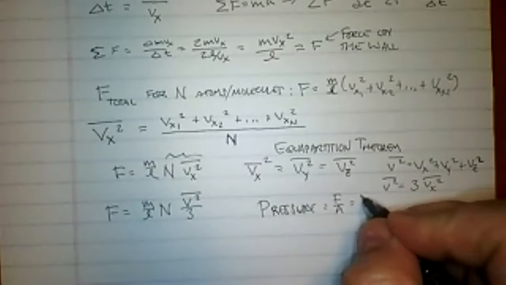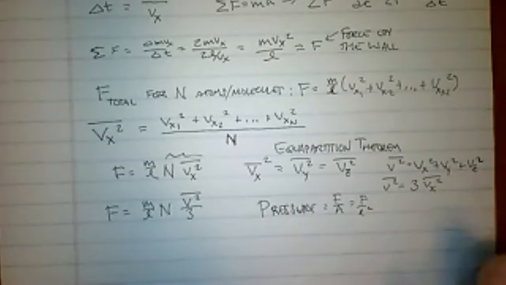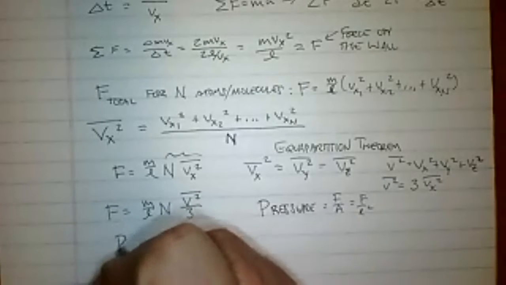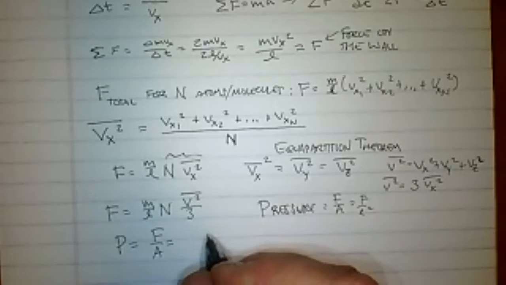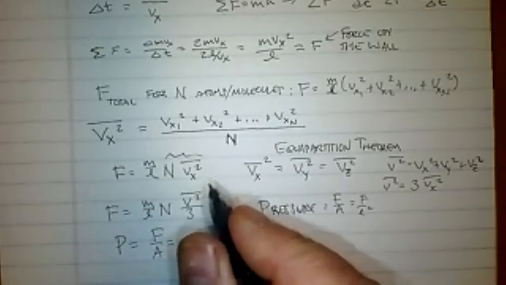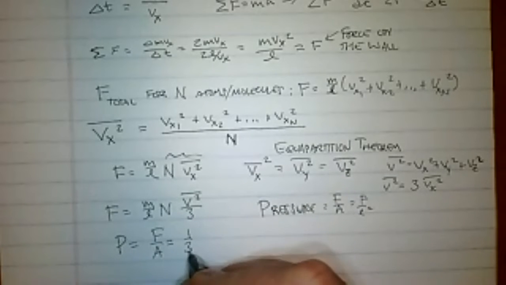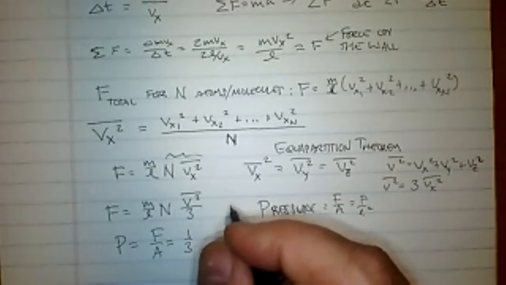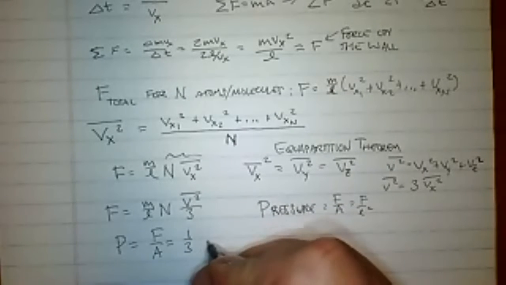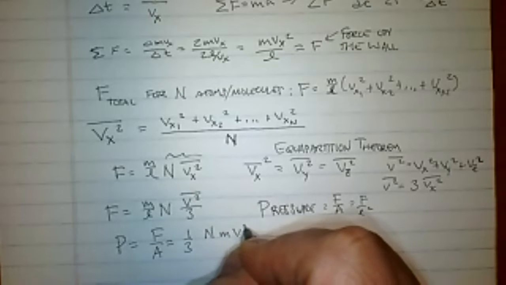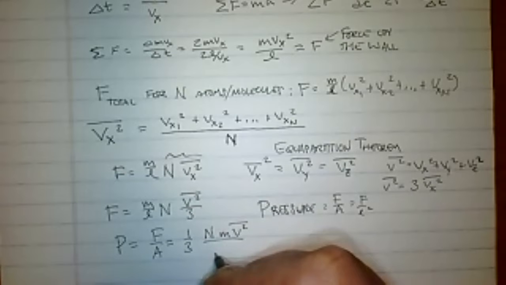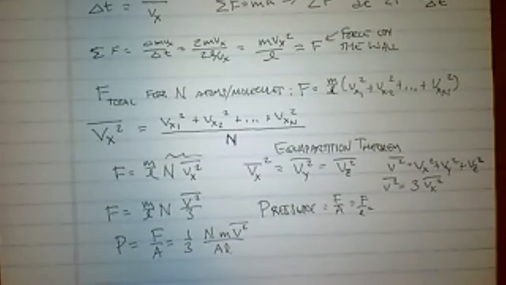Since I made that a perfect cube, I could say it's F over L squared, or I could just call it F over A, and say maybe this is an L and maybe that's not L, but the product of the two gives me A. Either way, the pressure, which is equal to the force divided by the area, is in fact equal to, and you can see where it gets more general now, 1/3 N times m times the average of the squares of the velocity divided by A times L.